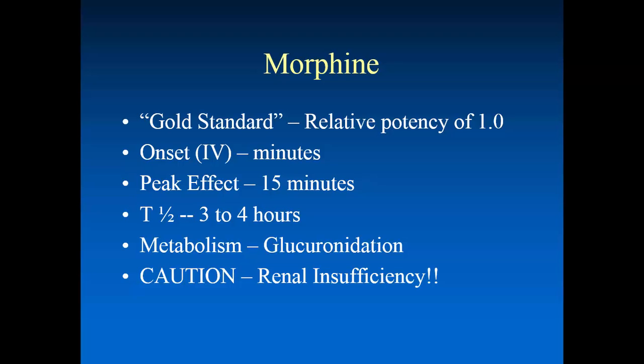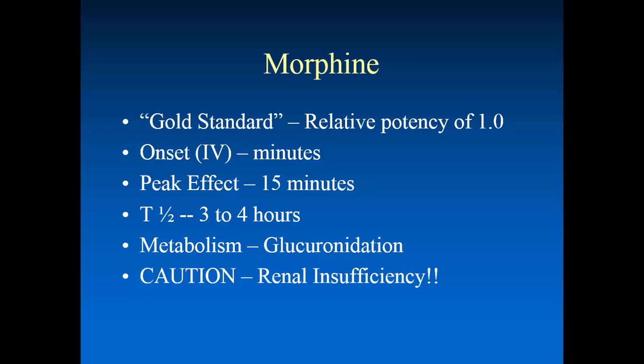The first is morphine. It is often considered the gold standard, and we talk about the relative potency, and we give that a value of 1. Its onset IV is in minutes. Its peak effect IV is in about 10 to 15 minutes or so, and it has a half-life of 3 to 4 hours. So that often tells us that a person at a steady dose of morphine, within 24 hours, 5 or 6 half-lives, has achieved steady state.